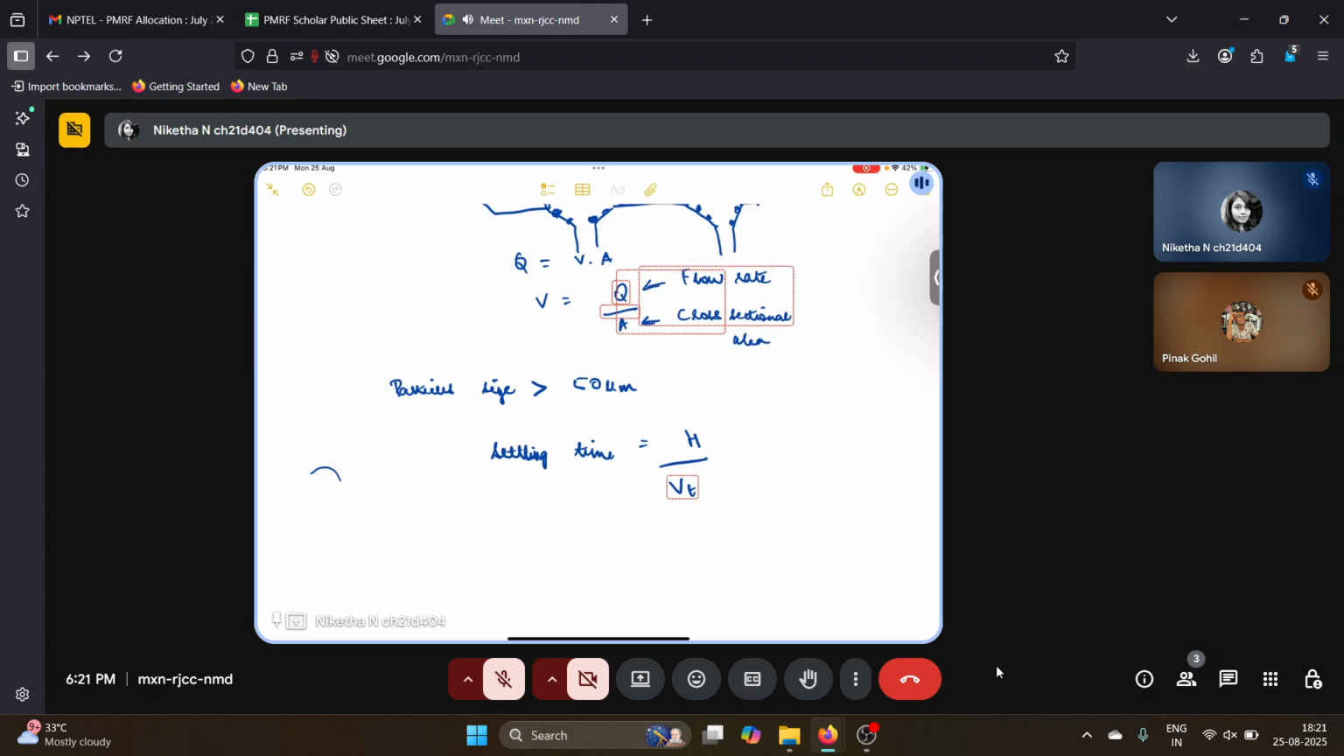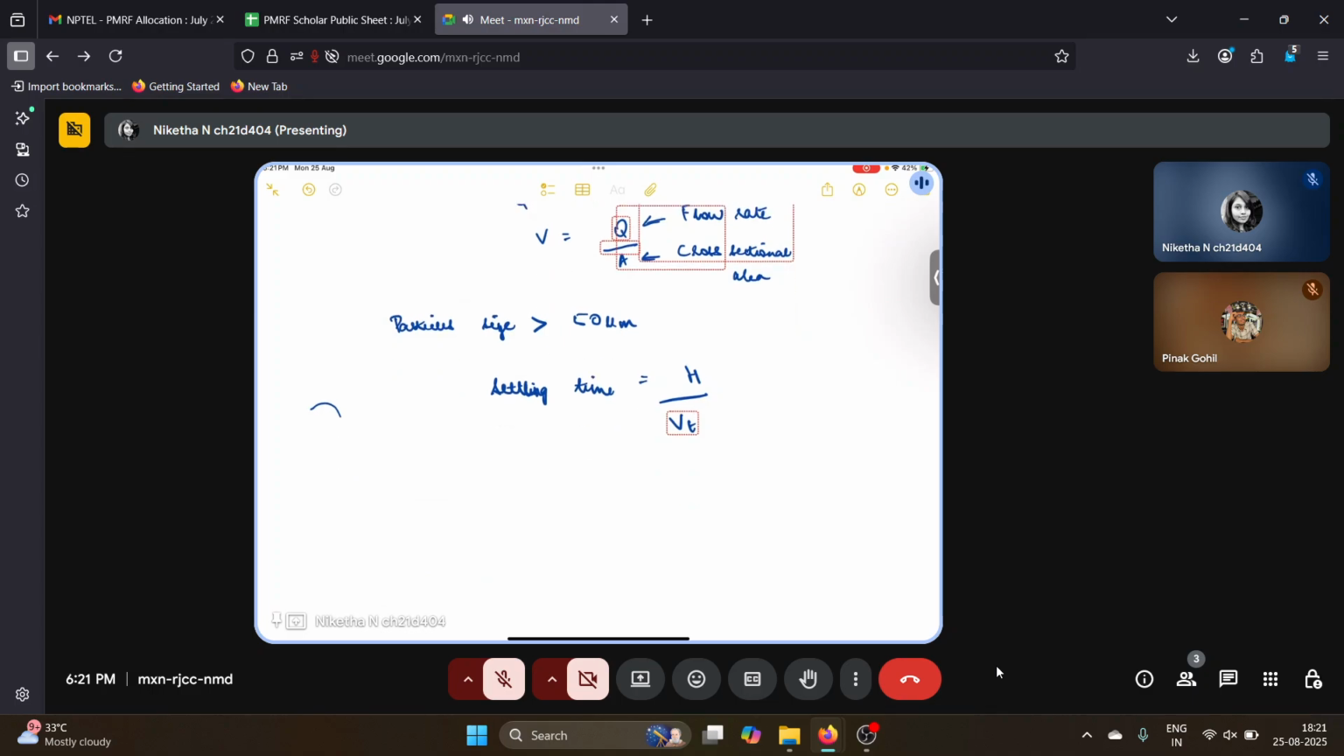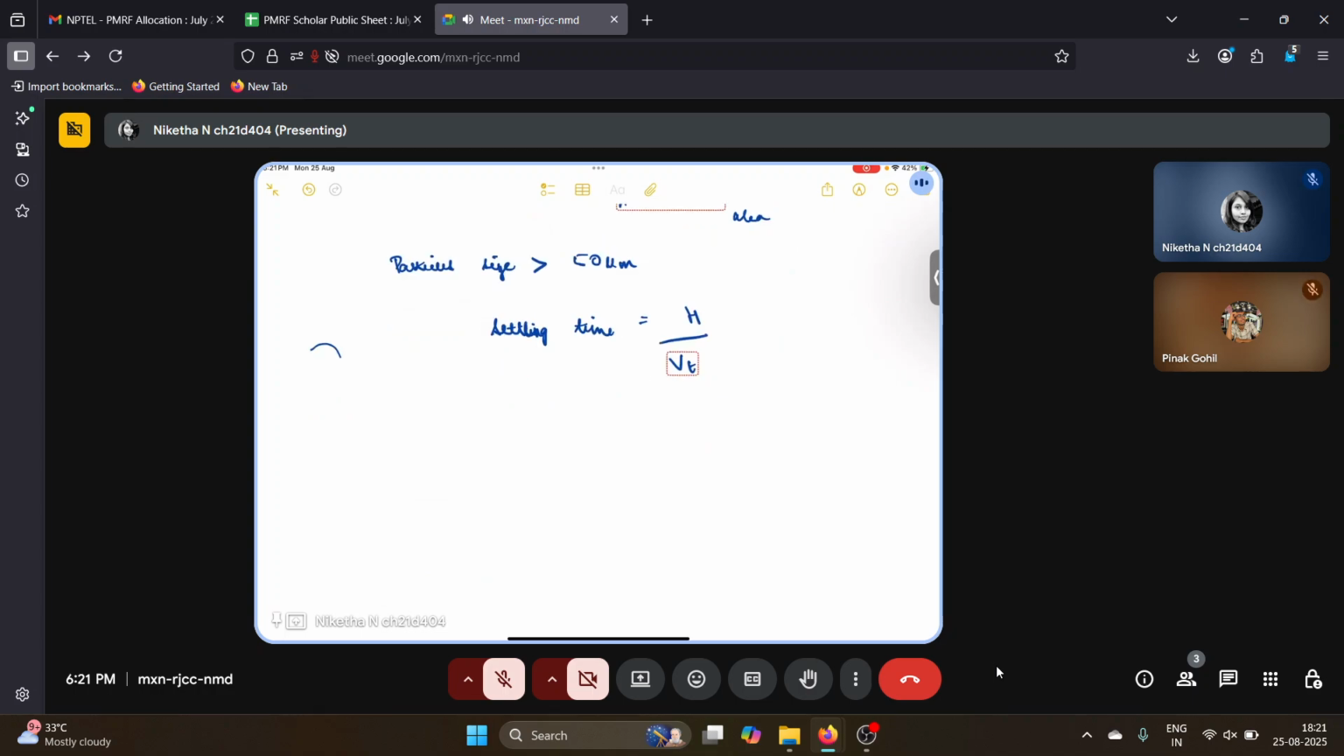Now settling velocity is like a constant velocity that the particle will reach once the gravitational force and the horizontal force get neutralized. So that free falling velocity of the particle is called the terminal velocity or the settling velocity. So the settling velocity is given by the formula.